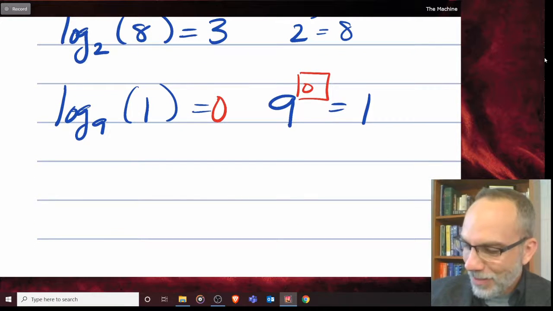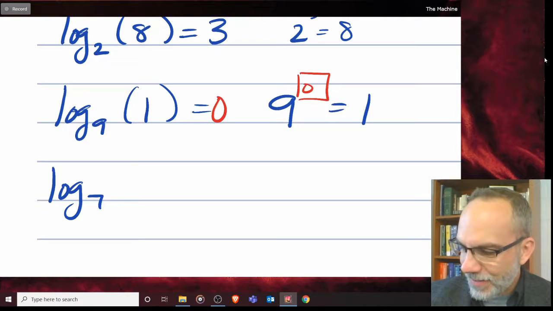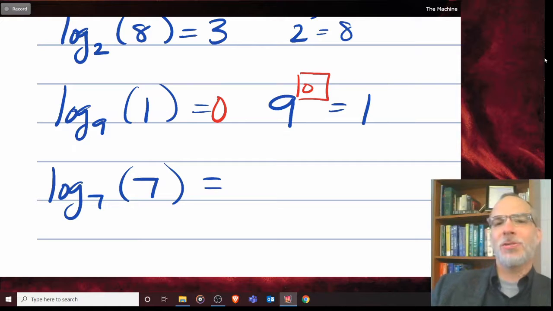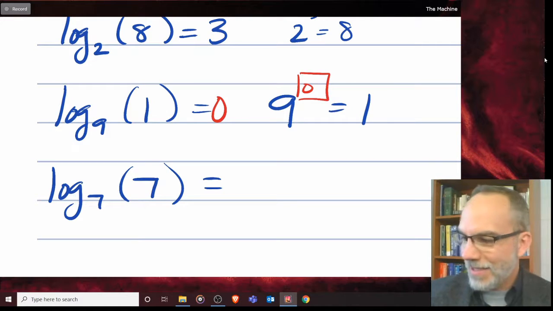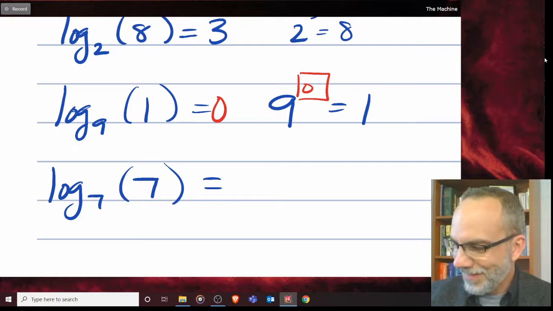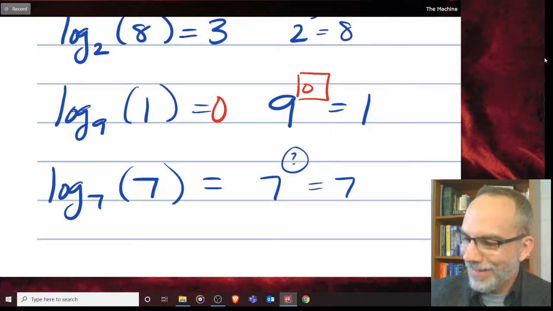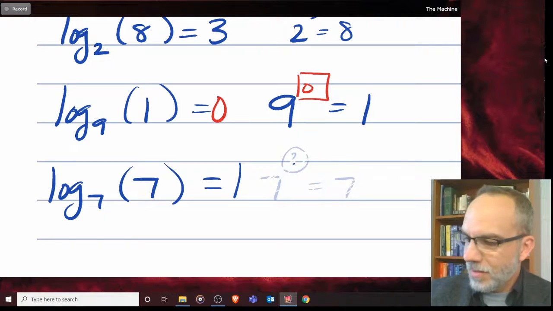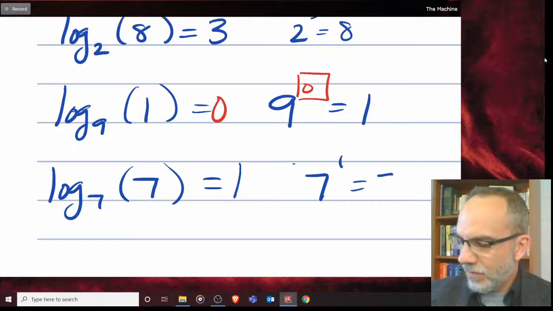Let's see what else. Oh, let's do log base 7 of 7. Oh my goodness, that's so terrible. That's hard. It's asking me what's the exponent on 7 that gives me 7. 7 to the what up here is equal to 7? 1, right? Isn't it 1? The answer is 1? That's a little too close. It's not 17. Yeah, because 7 to the first is equal to 7.